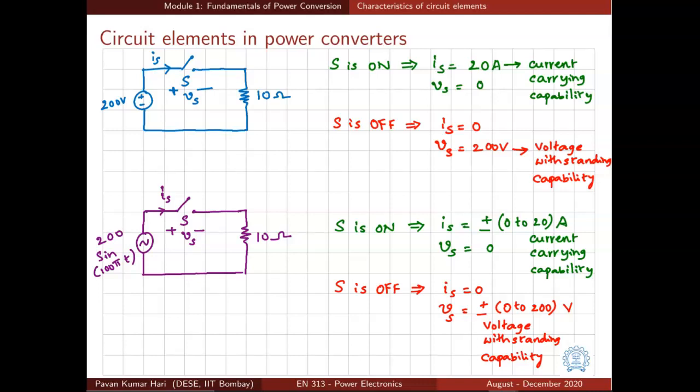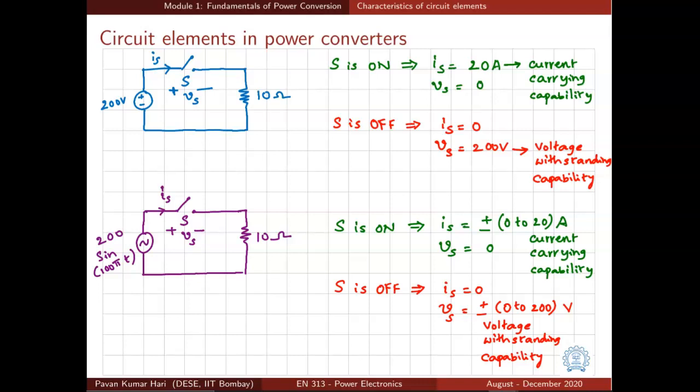For example, consider the second circuit drawn in purple color where the DC source is replaced by an AC source. So we have an AC source whose peak magnitude is 200 volts and frequency is 50 Hz. Again, in this circuit we have the same 10 ohm resistance. When the switch S is on, the current in this circuit could be positive or negative depending on the time instant, and it could vary all the way from 0 to 20 amperes. That means here the switch should be capable of carrying current in both directions. That is called bidirectional current carrying capability. Either positive current or negative current should flow through the switch. And of course the voltage across the switch should be 0 as we desire in the on state.